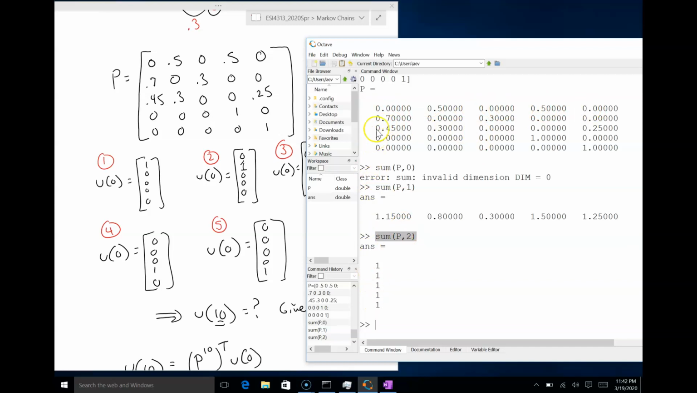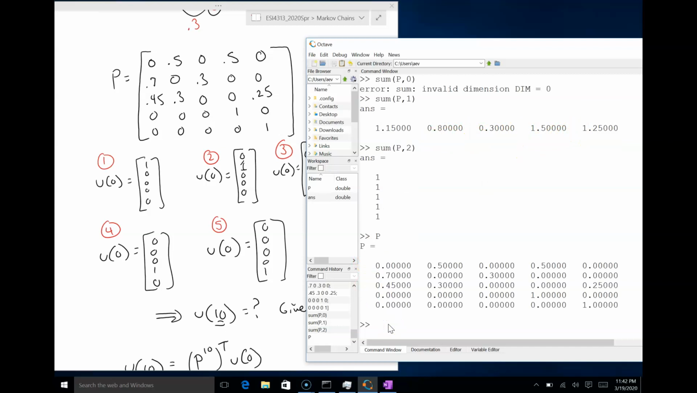And so, in fact, we know I typed in P correctly and that I generated it correctly because each of the rows adds up to 1. So that's what I did here. Okay, so we have our P matrix.